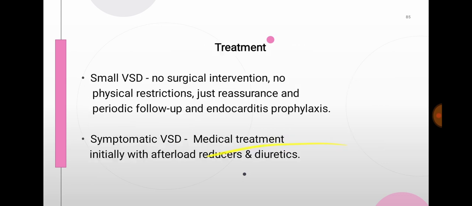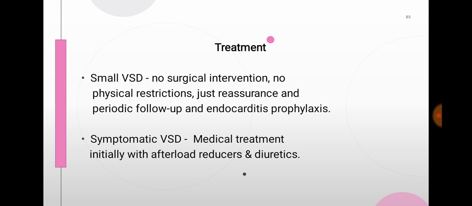What's the treatment for VSDs? If there's a small VSD, no surgical intervention, no physical restrictions. Just reassure the patient and monitor the patient. If you have a symptomatic VSD, we advise medical treatment using afterload reducers and diuretics. So we often use furosemide, spironolactone, Aldactone, and captopril for VSD patients. They serve as diuretics and afterload reducers, so they will ease the load of the heart.